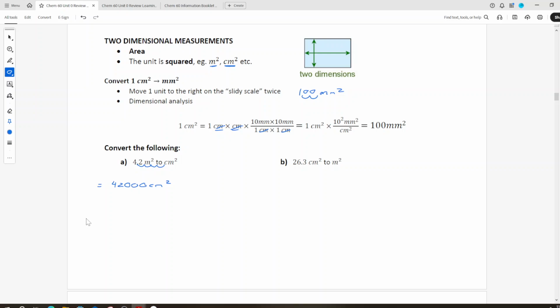If I was going to do this by dimensional analysis, I have 4.2 meters squared. I want to convert meters squared into centimeters squared. I know that 1 meter is 100 centimeters. So 1 square meter would equal 100 square centimeters, right? So this would tell me that I'm multiplying 4.2 by 100 twice, or squared, which also gives me 42,000 centimeters squared. Right? You choose. Sliding scale, dimensional analysis.